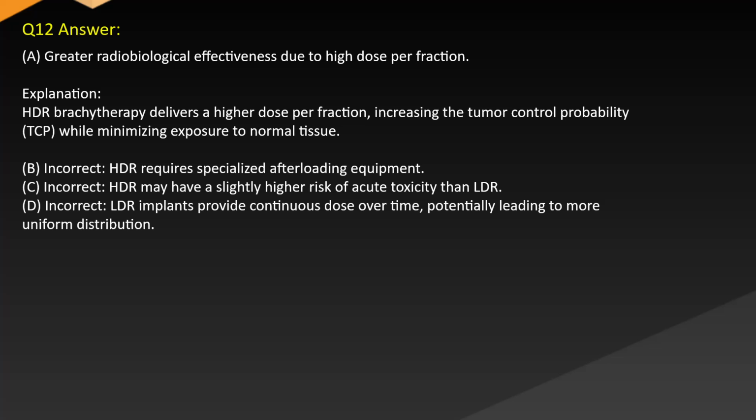Answer: A. Greater radiobiological effectiveness due to high dose per fraction. Explanation: HDR brachytherapy delivers a higher dose per fraction, increasing the tumor control probability (TCP) while minimizing exposure to normal tissue. B. Incorrect. HDR requires specialized afterloading equipment. C. Incorrect. HDR may have a slightly higher risk of acute toxicity than LDR. D. Incorrect. LDR provides continuous dose over time, potentially leading to more uniform distribution.